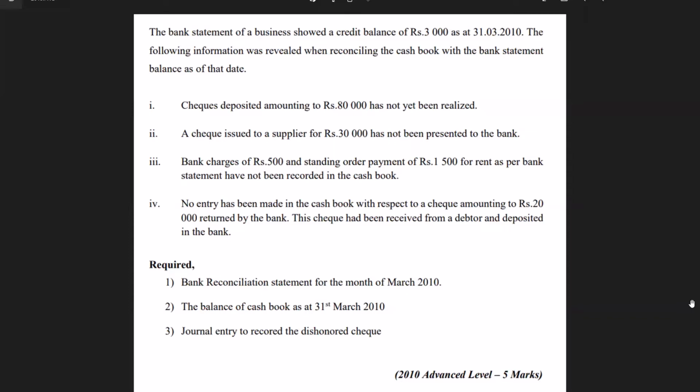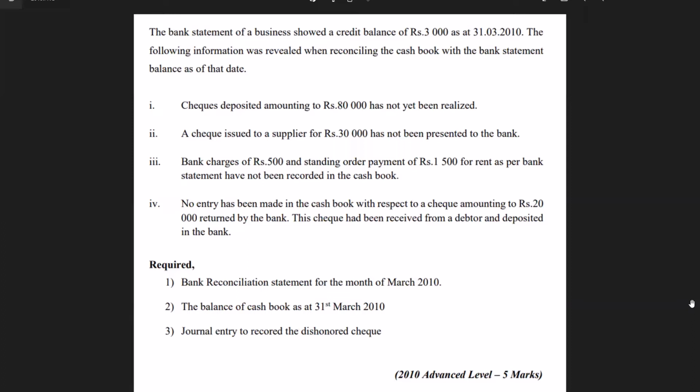Then read the differences. Number one, a check deposited amounting to 80,000 has not yet been realized. Not yet realized means this is a time difference, and we have to consider this difference when preparing the bank reconciliation. Next, the check issued to a supplier, 30,000, has not yet been presented to the bank. That means the business has paid, but the bank has not yet paid. Unpresented. That one is also considered in preparing the bank reconciliation.